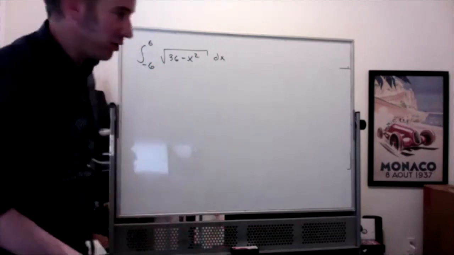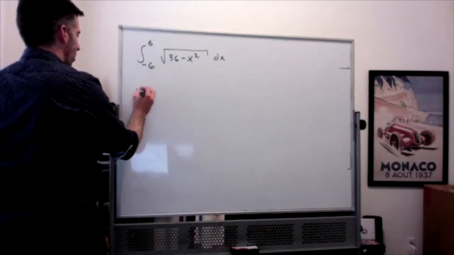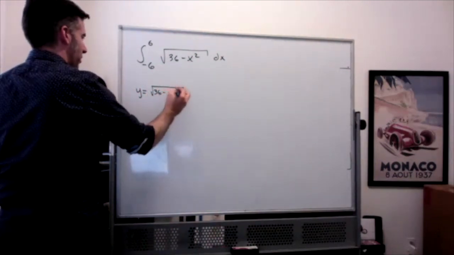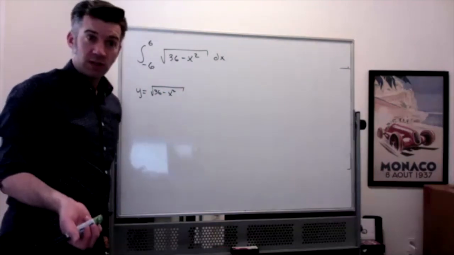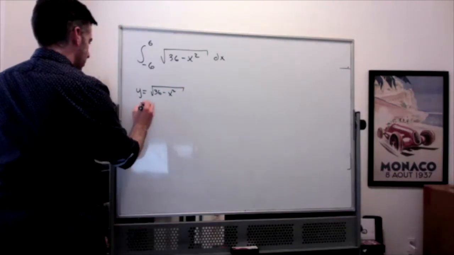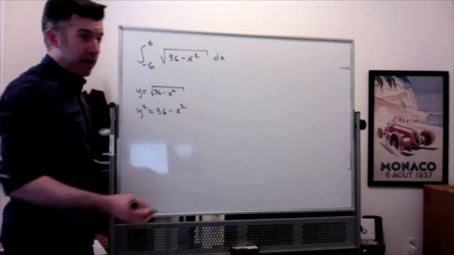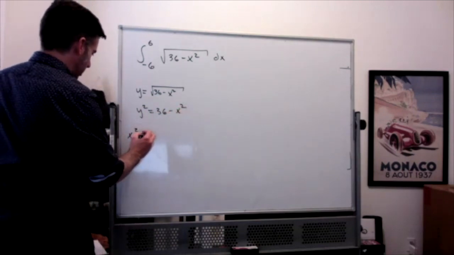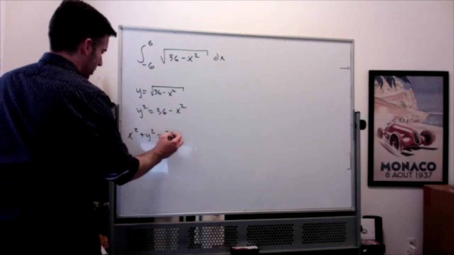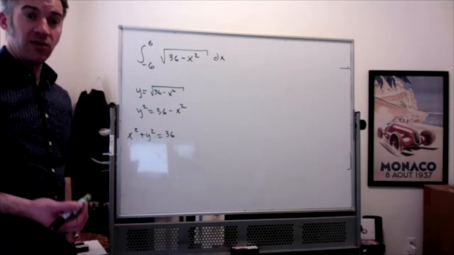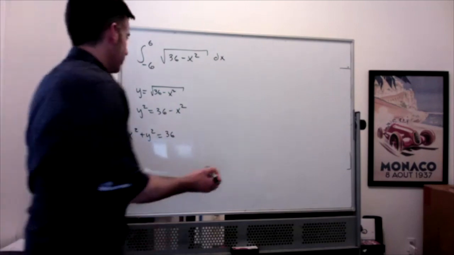But here, the idea is we're supposed to recognize that this particular equation has a shape that we are familiar with via geometry. So if you look at the equation, y equal to the square root of 36 minus x squared, it might catch you off guard at first, but if you square both sides, and then add x squared to the left, you get x squared plus y squared equal to 36. And that is the equation of a circle with center at the origin and radius 6.